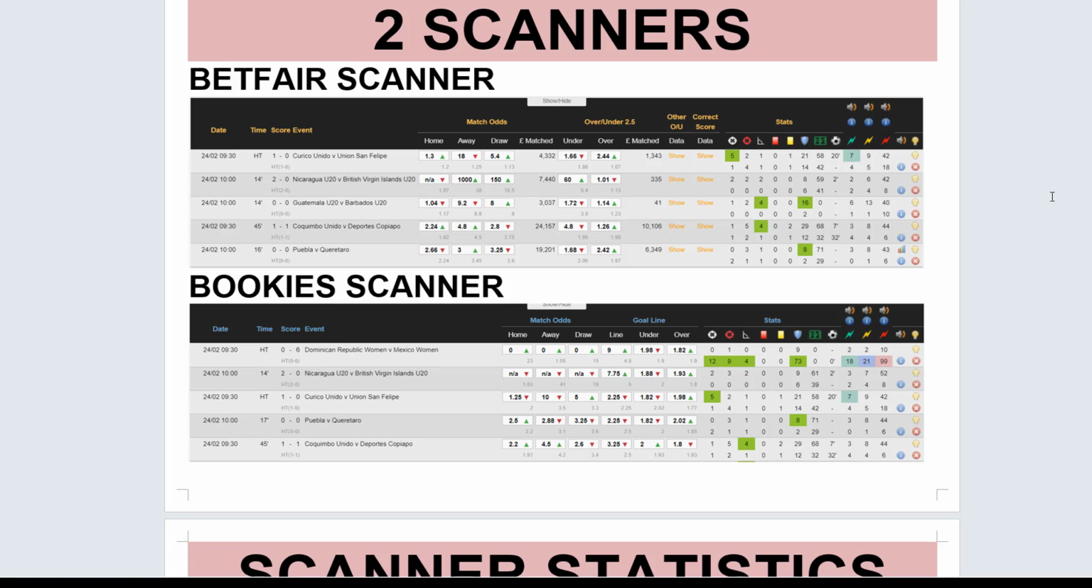If you get an Inplaytrading subscription, it actually gives you access to two scanners. One of them is a BETFAIR scanner and the other is a BOOKIES scanner. They both use exactly the same in-play data. The only difference is the odds that it displays about each match.